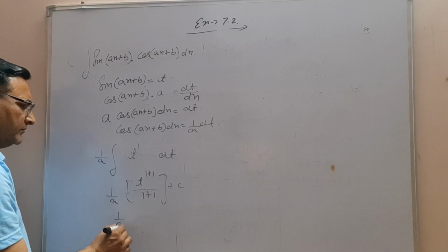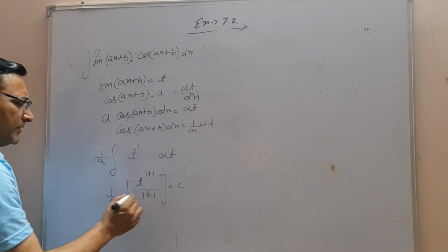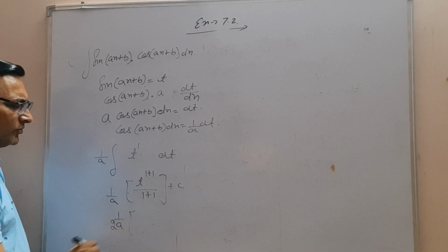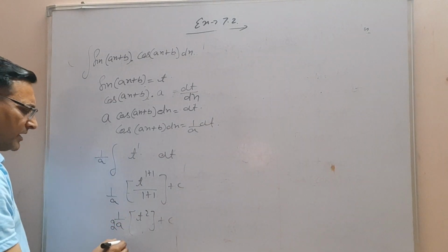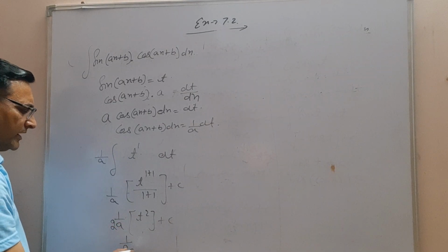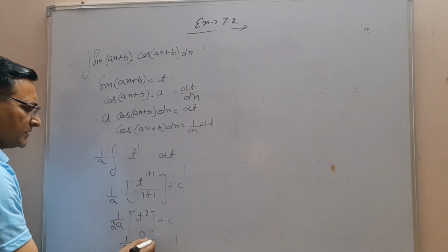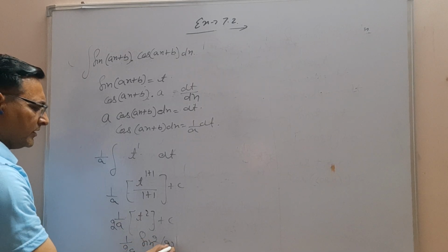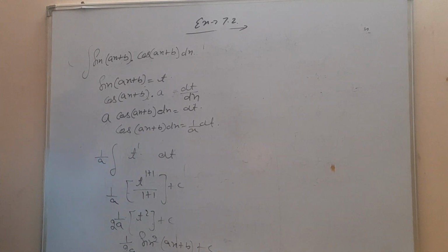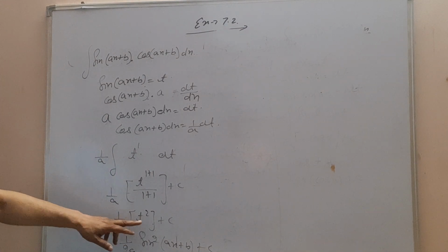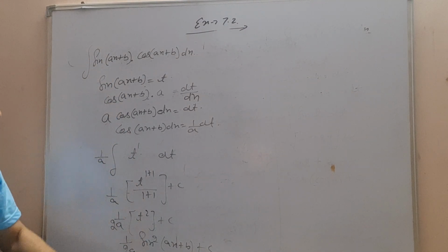1 by a, 1 plus 1 is 2. You can write here 2a into t square plus c. You can write 1 by 2a into sine square of ax plus b plus c, because this is the square of this function.